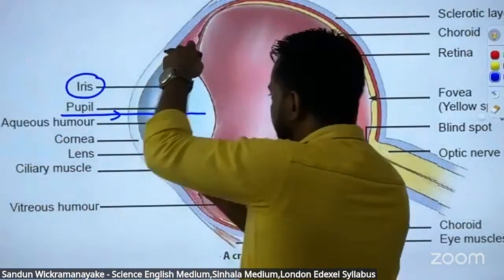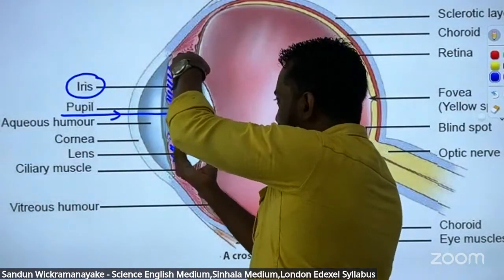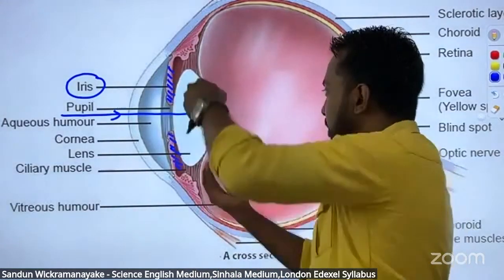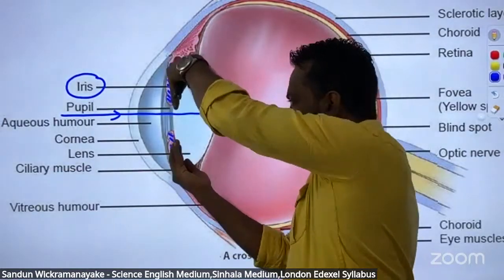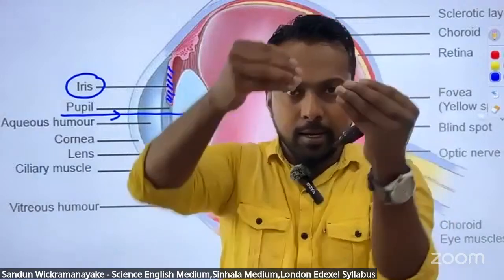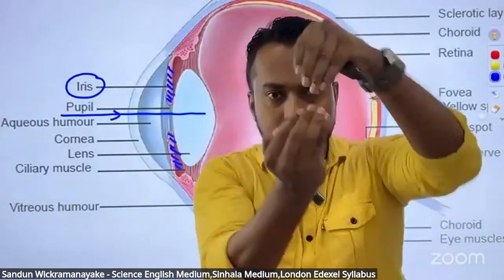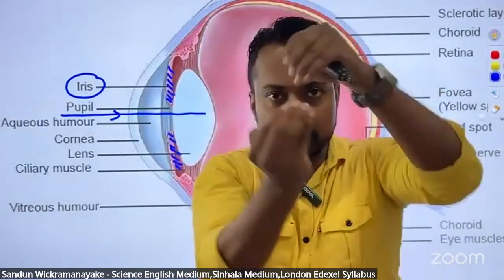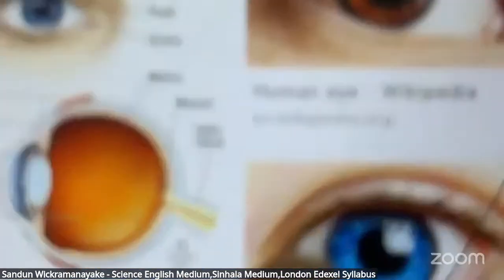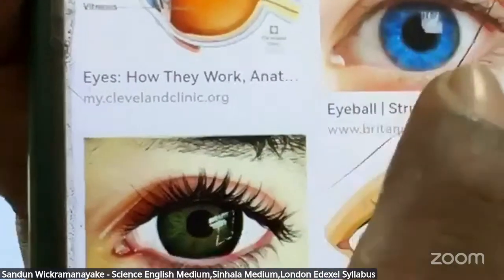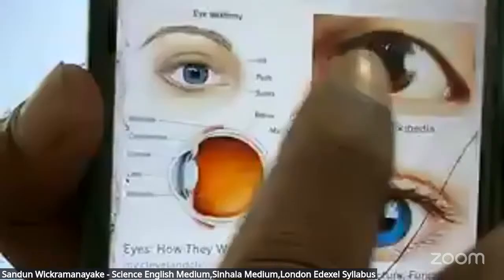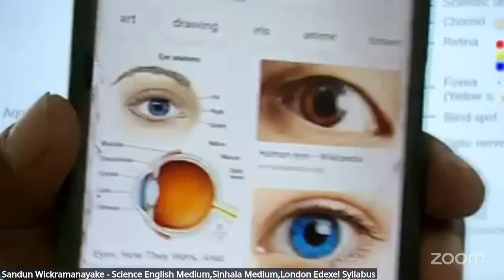So the iris can change the size of the pupil. We can see it like this, but in front of the eye, it will cover the front of the eye. Look at this. This is the iris. The blue color area, this is the iris. The green color area, this is the iris. The brown color area, that is the iris.